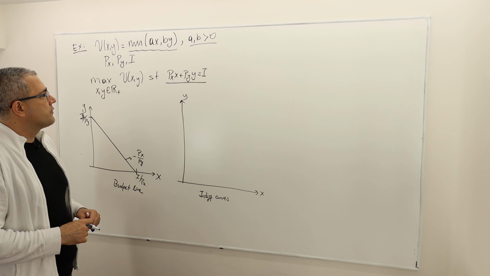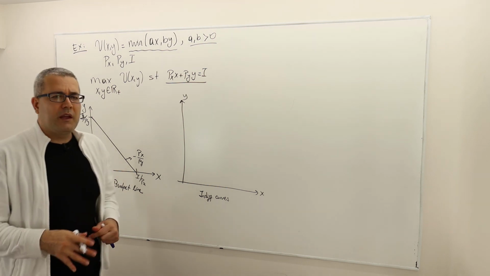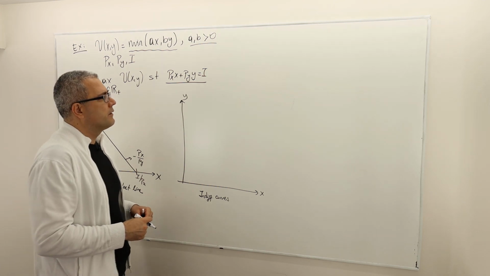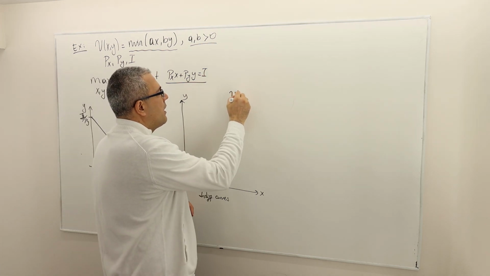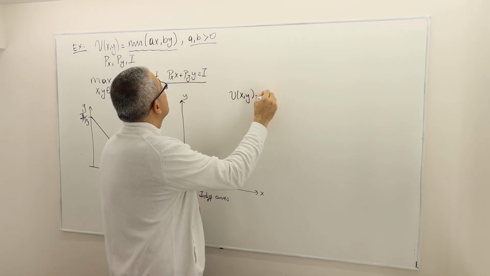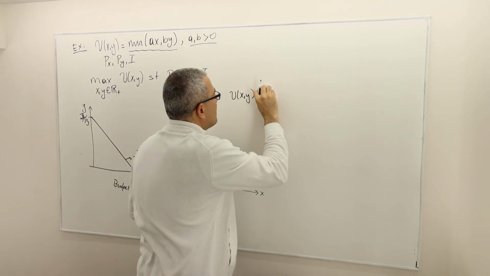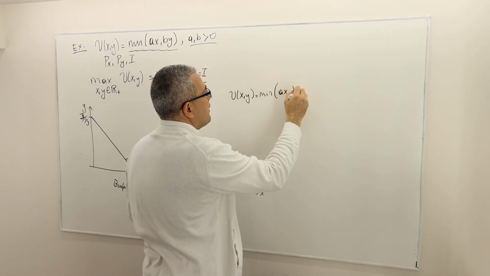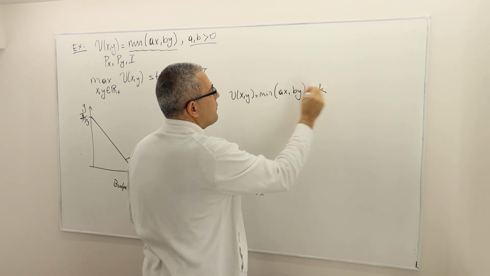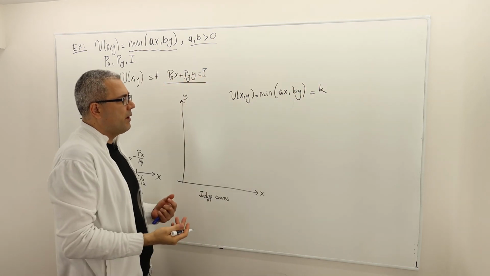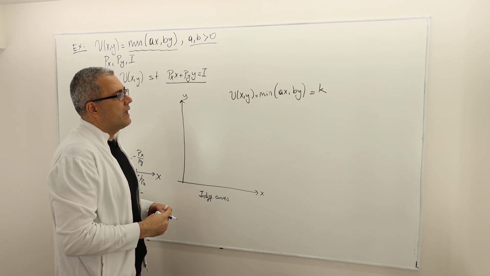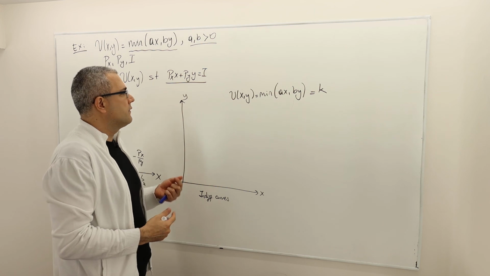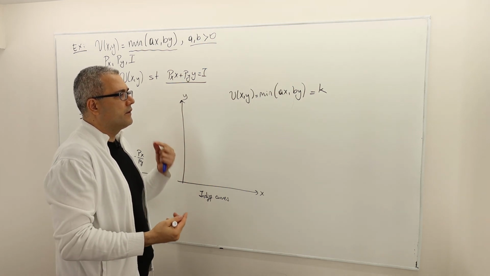Well, what about the indifference curves? We already talked about the indifference curves of a perfect complement scenario. But if you remember, the idea is the following. It's the min of ax, by. We set this equal to some constant k, which is a positive real number. So what does that mean? We are basically trying to find all the x's and y's where the min of ax, by is going to be equal to k.